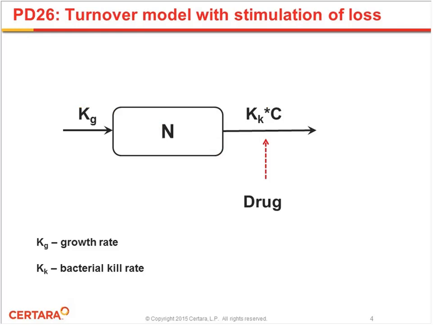So this is the model that we want to implement into Phoenix WinNonlin. It's a simple turnover model with linear stimulation of loss. So we have the production of bacteria, of the bacterial count N, and that is governed by the first order growth rate constant Kg. And the killing of the bacteria is dependent on the amount of drug, with kill rate Kk. So this is really simple, so let's go to the model itself.